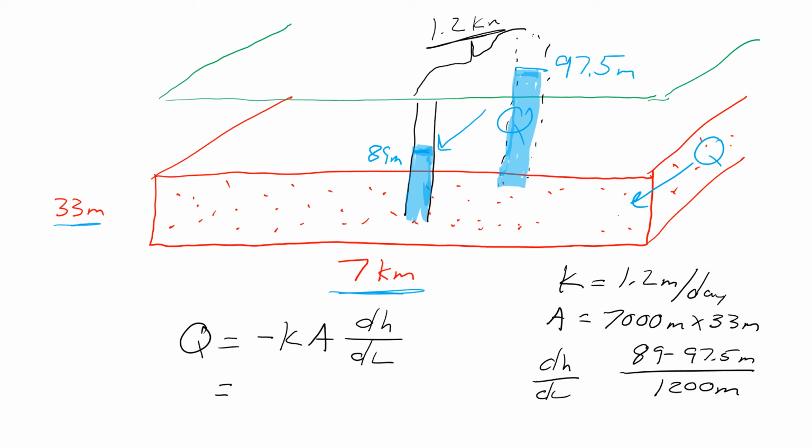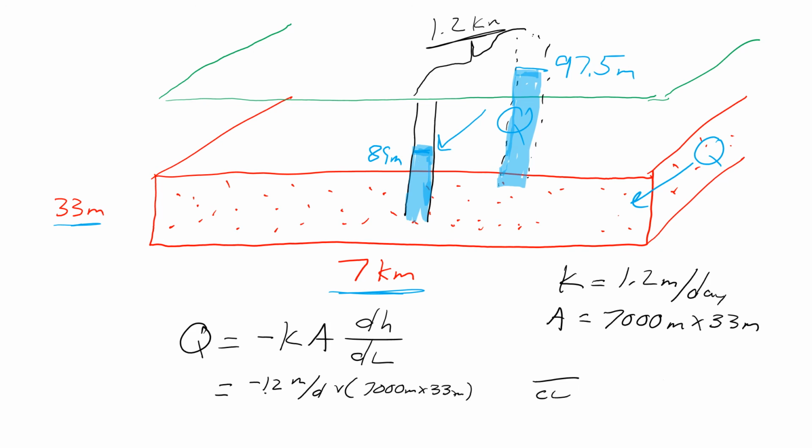So Q equals negative 1.2 meters per day times 7,000 meters times 33 meters. Need to make a little room here, so I'm going to erase this, finish out the problem, and then times your hydraulic gradient, which was 89 meters minus 97.5 meters over 1,200 meters.